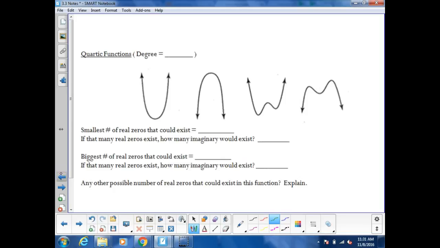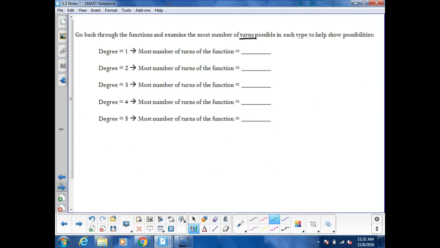A quartic function has a degree of 4, right? So here's a turn, here's a turn, there's a turn. That gives me 3 turns, right? That's my maximum number of turns. So then we do that minus 1. The other possibility would be 1 turn. Okay? So in answer to this one, go back through it.